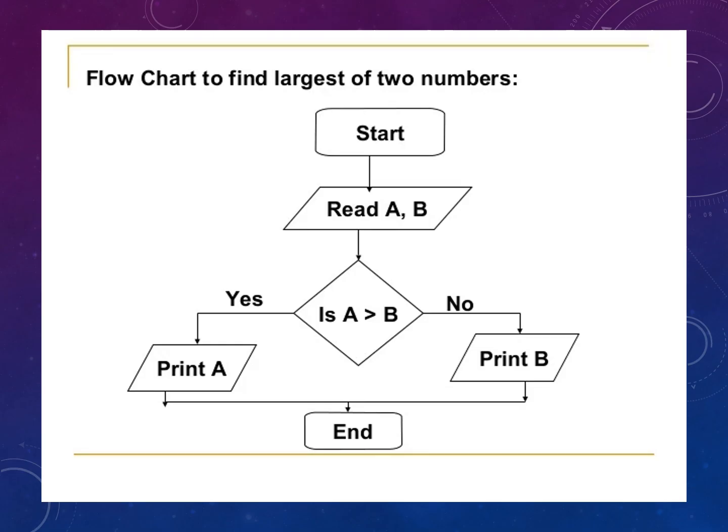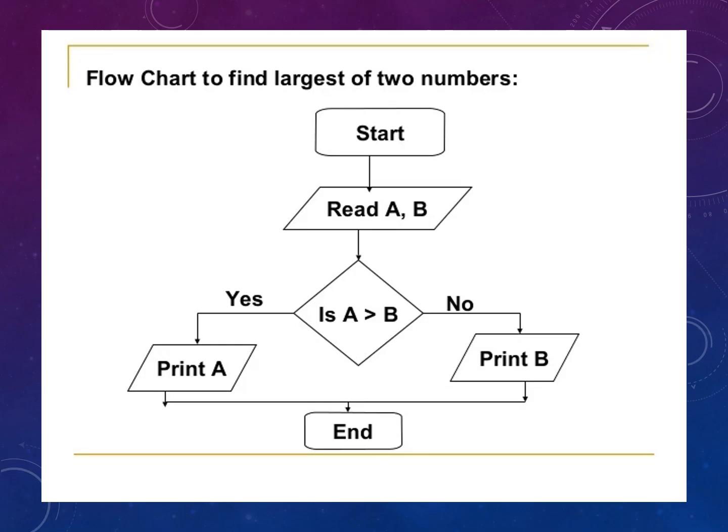This is a very good example because it introduces a decision. Suppose we have two numbers, a is equal to 25, b is equal to 15. We want to find which number is larger. So step 1, we begin. Step 2, read a and b. We take two numbers. Step 3, decision. We ask if a is greater than b. This is a question, so we use the diamond symbol.